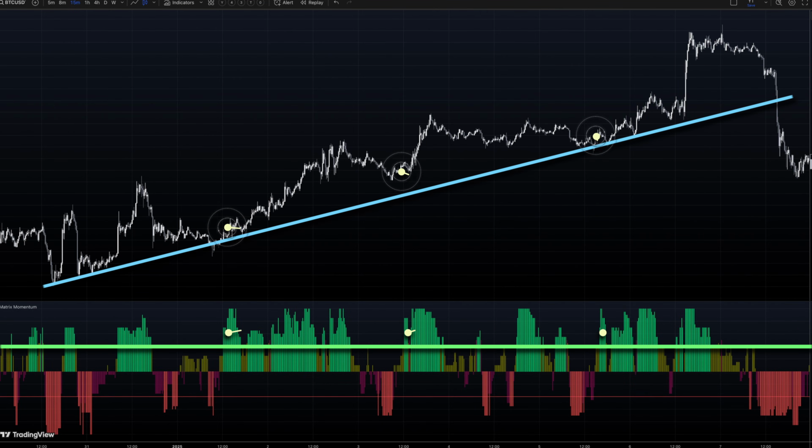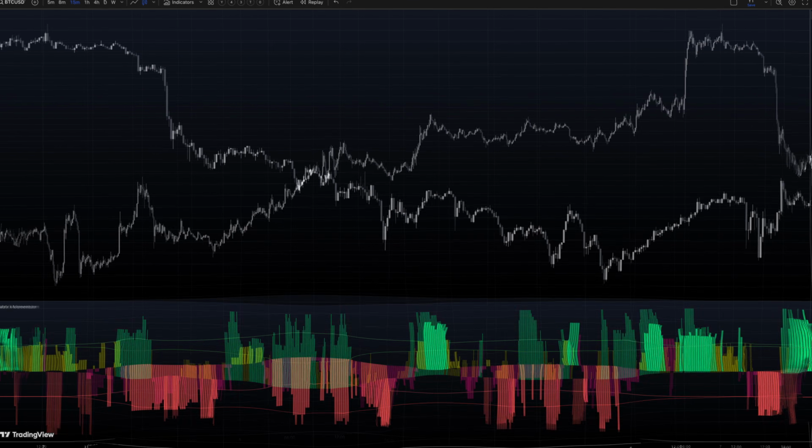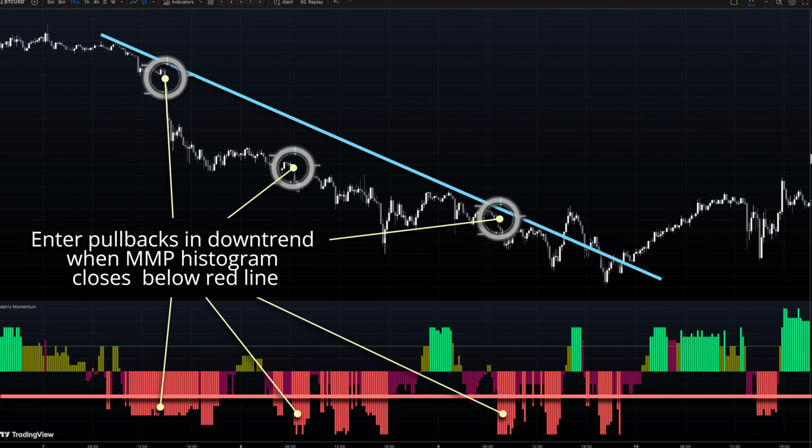Enter long positions when the main trend is upward and the histogram closes above the green line, confirming strength. For short trades, wait for the histogram to close below the red line while the price is in a downtrend.